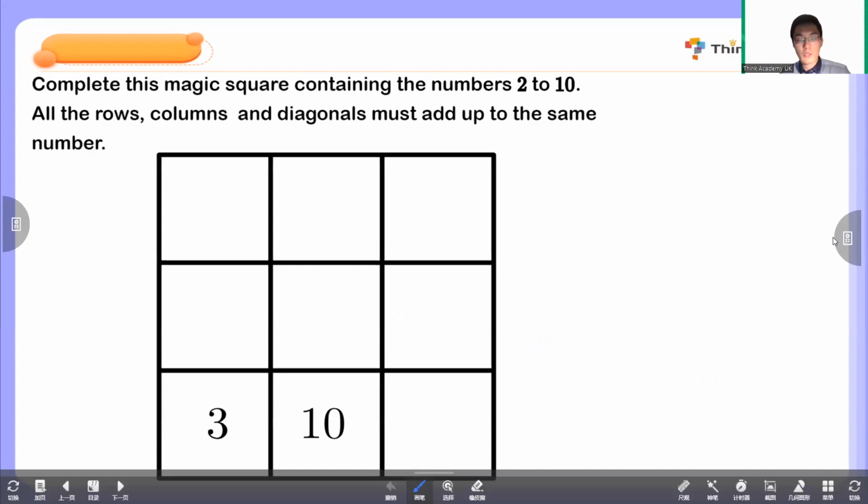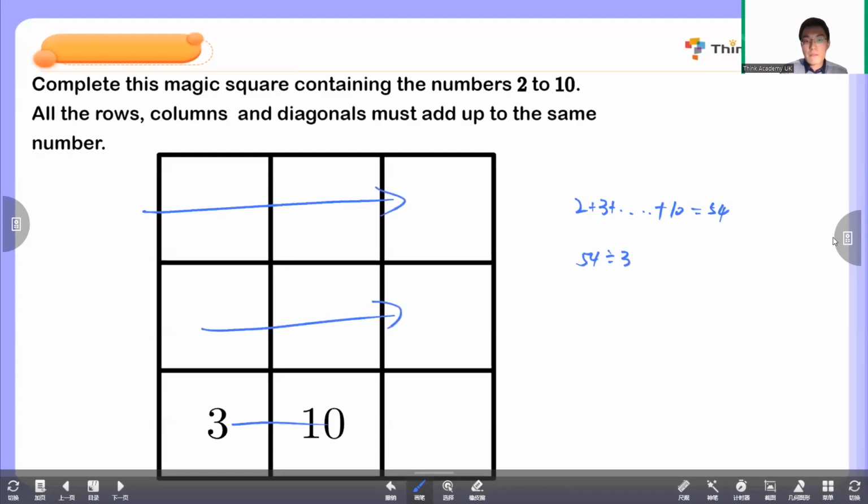Right, and then keep going. Complete the magic square containing the numbers 2 to 10. So this is the one we weren't able to do before, but now we know key points 2 and 3. So we will be able to find it. So we know the sum of all 9 numbers is 2 plus 3 plus ... plus 10, which is 54. That we already know. And then we can find 54 divided by 3. Remember the 3 rows, 3 magic sums added up, gives us the sum of all 9 numbers. So the magic sum will be 18. And then we can find the last row, 18.